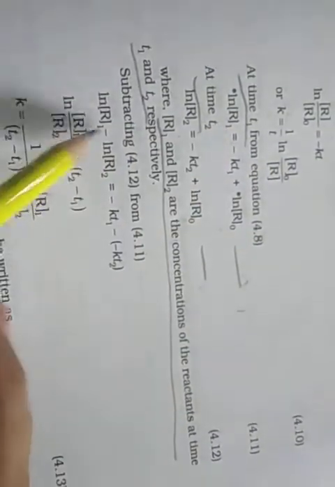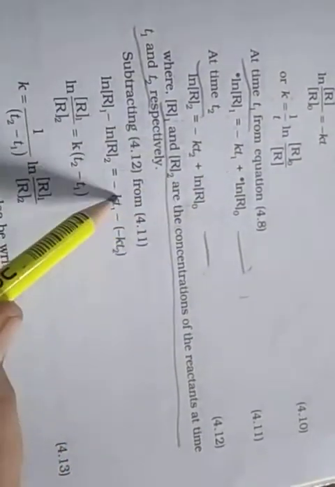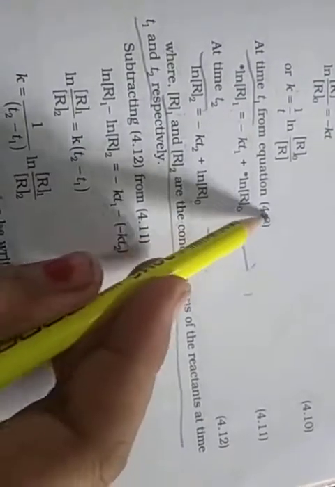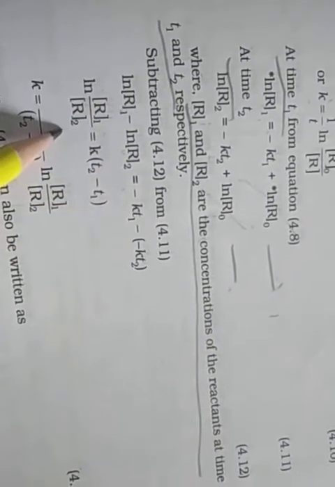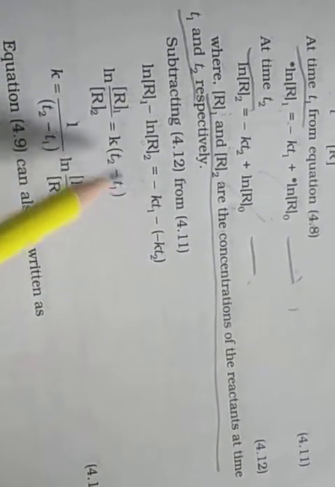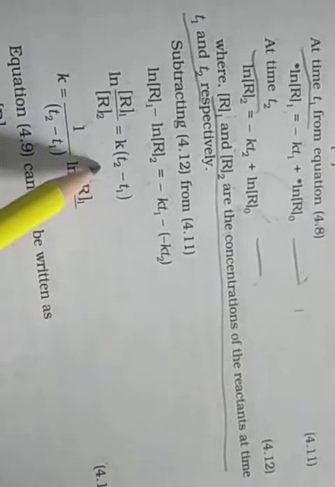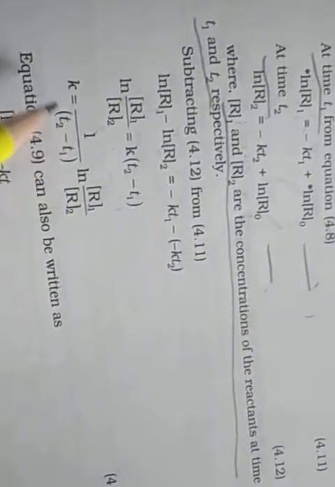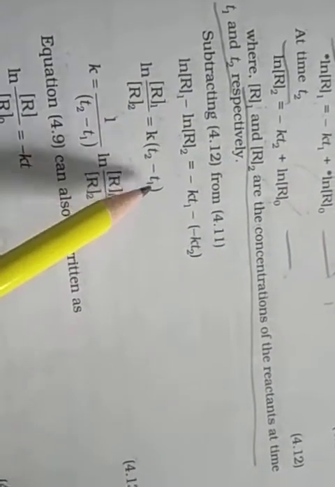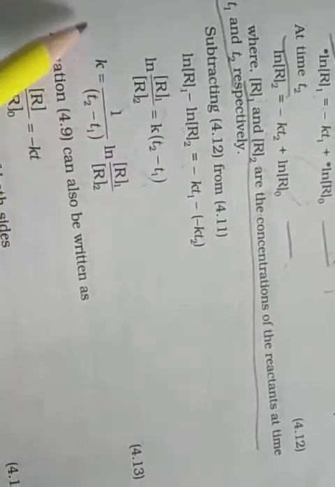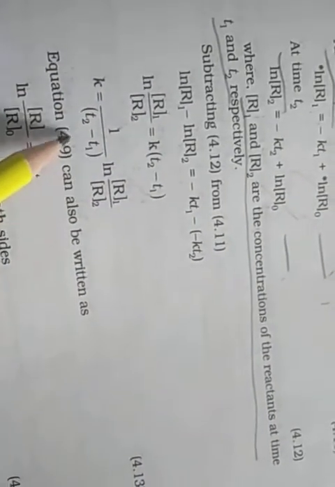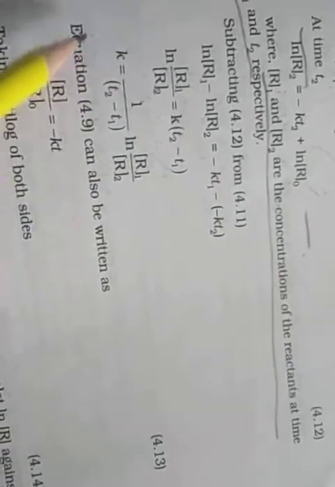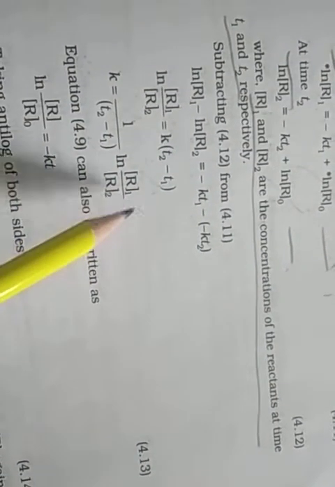So ln R1 minus ln R2 is equal to minus kt1 plus kt2, and ln R naught cancels. Then ln R1 upon R2 is equal to k times (t2 minus t1). Moving k to the left-hand side, and t2 minus t1 to the other side, we divide by t2 minus t1, so k is equal to 1 by (t2 minus t1) ln R1 upon R2.